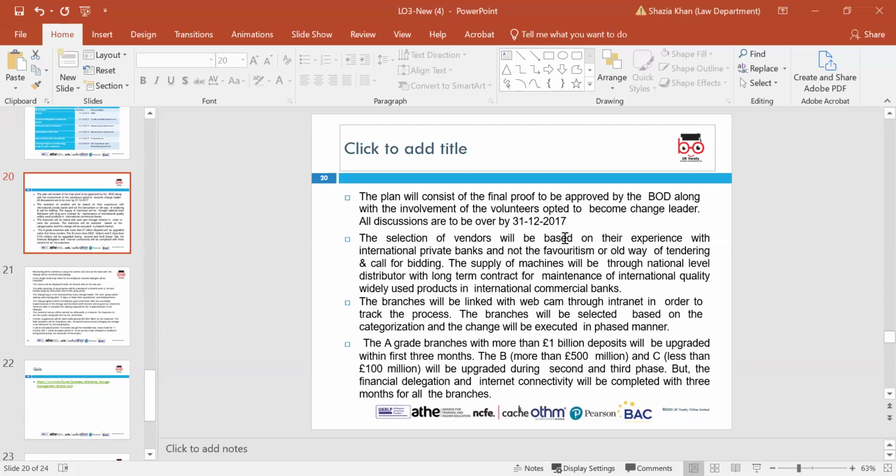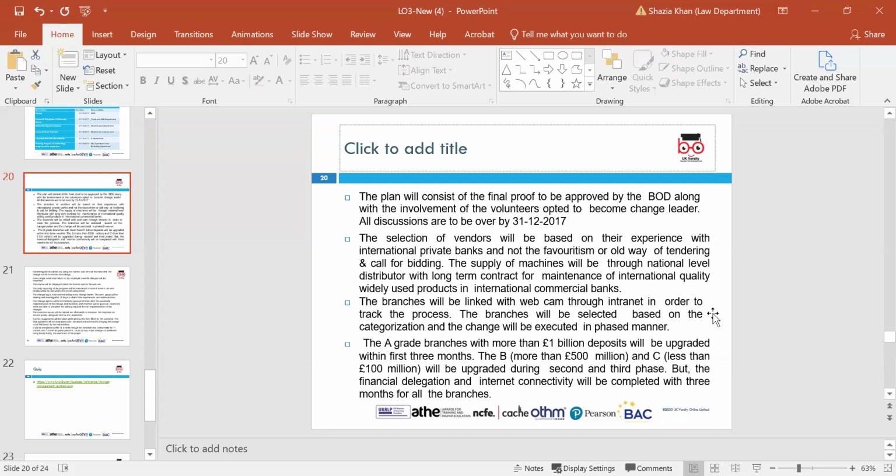So the plan will consist of the final proof to be approved by the BOD, along with the involvement of the volunteers who opted to become change leaders. All discussions are to be covered by 31st of December 2017. The selection of the vendors will be based on their experience with international private banks and not favoritism, or any way other than tendering and calling for bidding. Supply of machines will be through a national level distributor with a long-term contract for maintenance of international quality, widely used products in international commercial banks, and the branches will be linked with webcam through intranet in order to track the process.